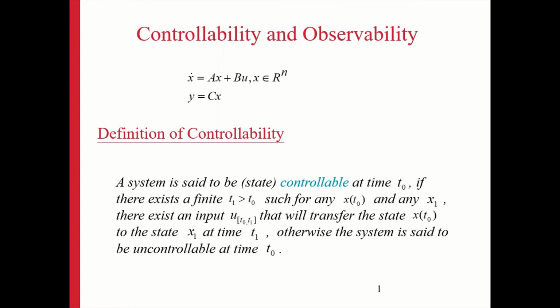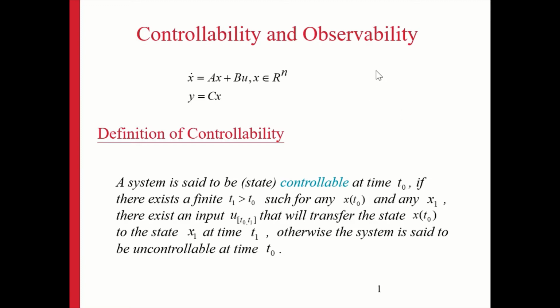Right, this lecture is on controllability and observability, and it's based around some state space equations: x dot equals Ax plus Bu, y equals Cx. First of all, we'll just look at the definitions, and then we'll look at their meaning and how to compute them.